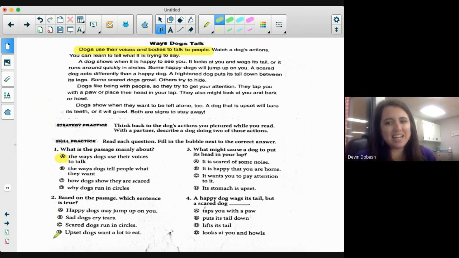This is where I kind of have to go back and reread, because one of these phrases is probably in the text. So I'm going to go back and see which one is. It says a dog shows when it's happy to see you. I see happy. Okay, let's go back up here. It says it looks at you and wags its tail, or it runs around quickly in circles. No, this one says happy dogs jump on you. Let's keep reading. Some happy dogs will jump up on you.